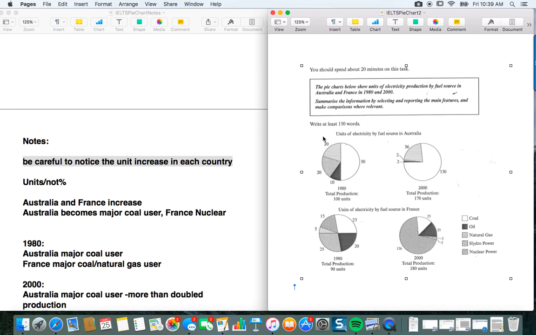And of course, pay attention. This is not a percentage. These are the units. All right, so you got 50 units here, 20 units here. This one's tricky because it's 100 units, but these are units, not percentages. So just a little thing to be careful of. And of course, this is clearly not a percentage.